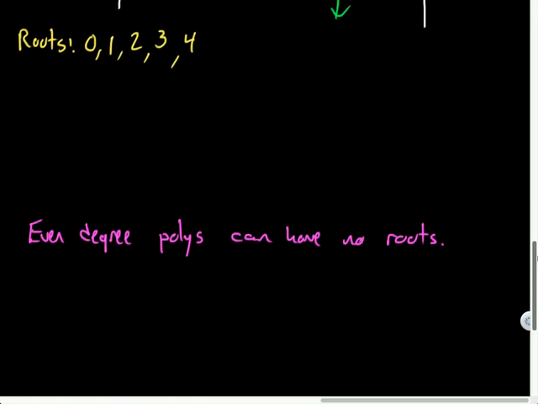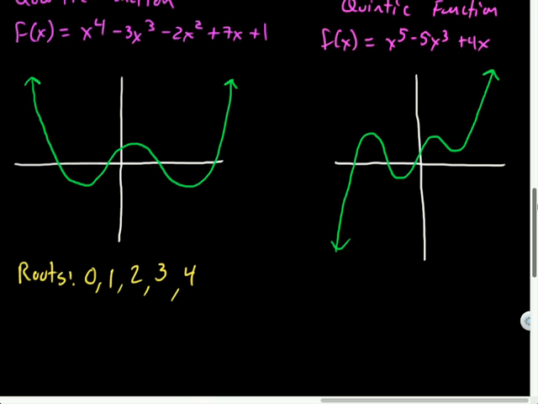Let's write that down. Let's see. Theory. Even degree polynomials can have no roots, or 0 roots. All right, that's worth knowing. I like that. Let's analyze the roots for the quintic.